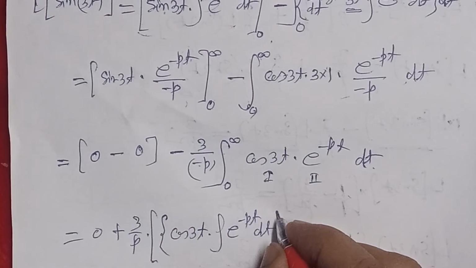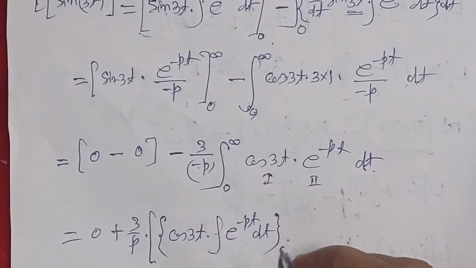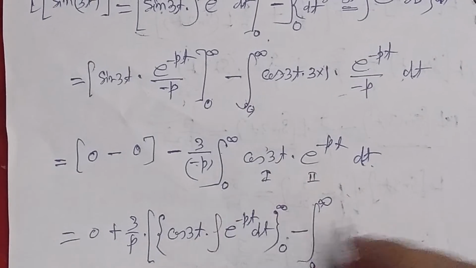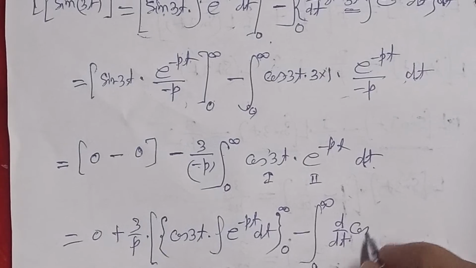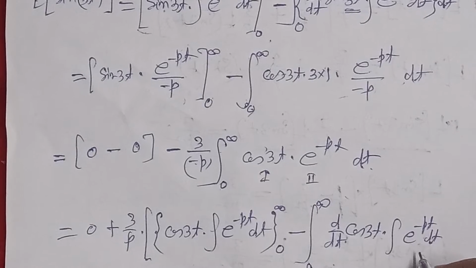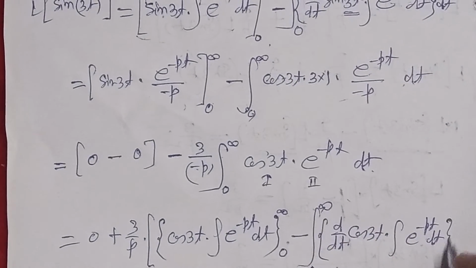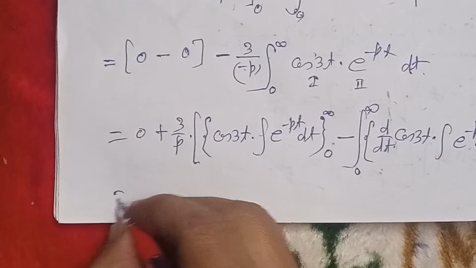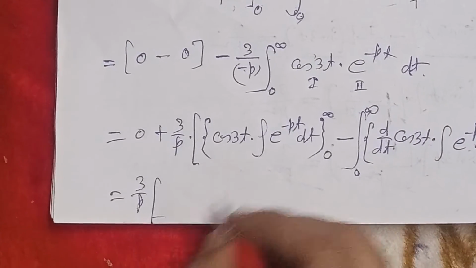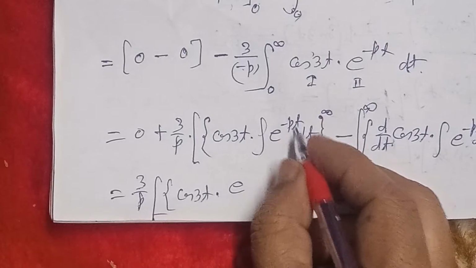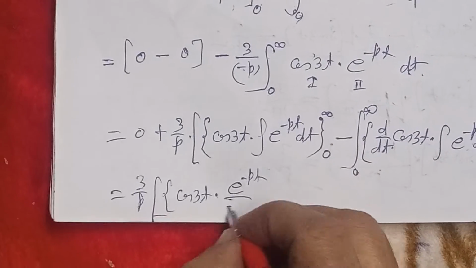I write it here and integrate from limit 0 to infinity, minus the integration of the differentiation of the first function, the differentiation of cos 3t, and the integration of the second function. I apply the formula for integration of the product of two functions and integrate this value. I use this formula again here, 3 upon p, I write cos 3t, and the integration of e to the power minus pt is e to the power minus pt upon minus p.